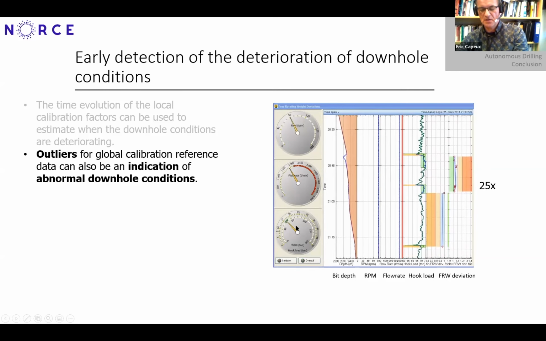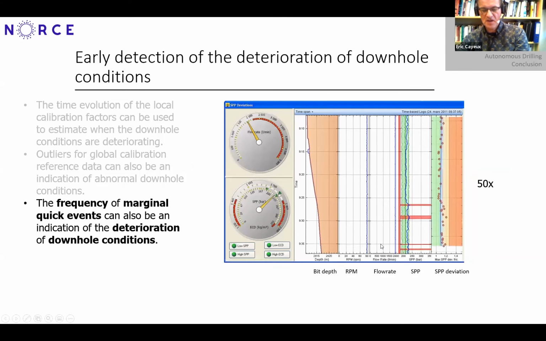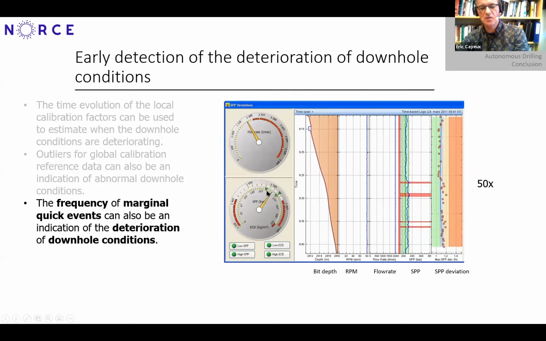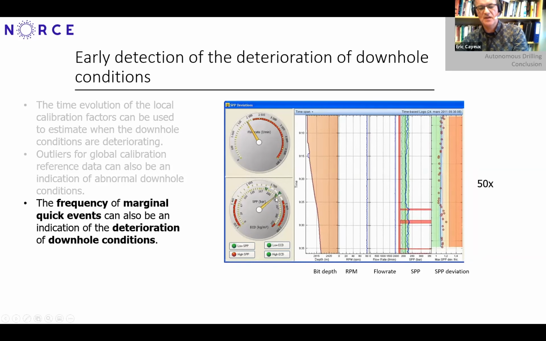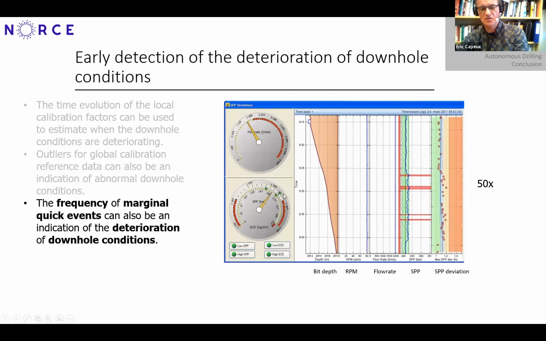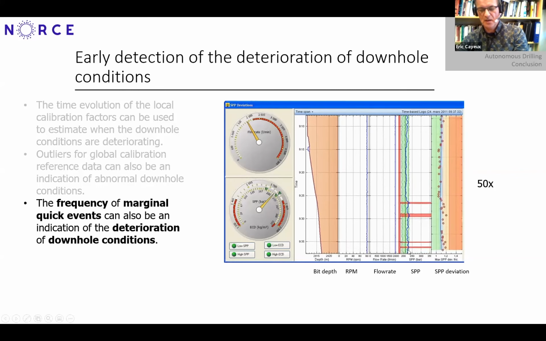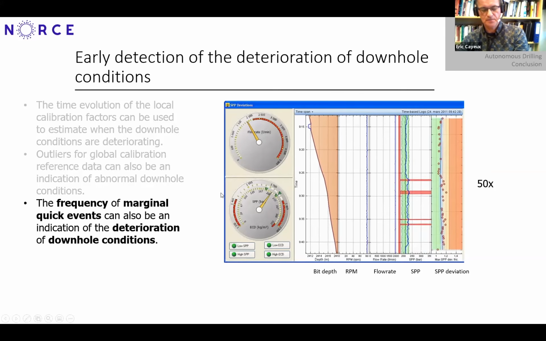So the frequency of those set-down weights, or these outliers, can be used as a source of information for detecting deterioration of downhole conditions. The same effect is here for the pump pressure. You can see the uncertainty that we estimate for the pump pressure, and you will see that the pump pressure suddenly passes above the max uncertainty. So you see this alarm on high SPP. And if we look at the frequency of those events, we can see some micro pack-off situations, which are almost impossible for a human being to detect, but can be detected by a system. And this can be a warning sign for a particular situation.